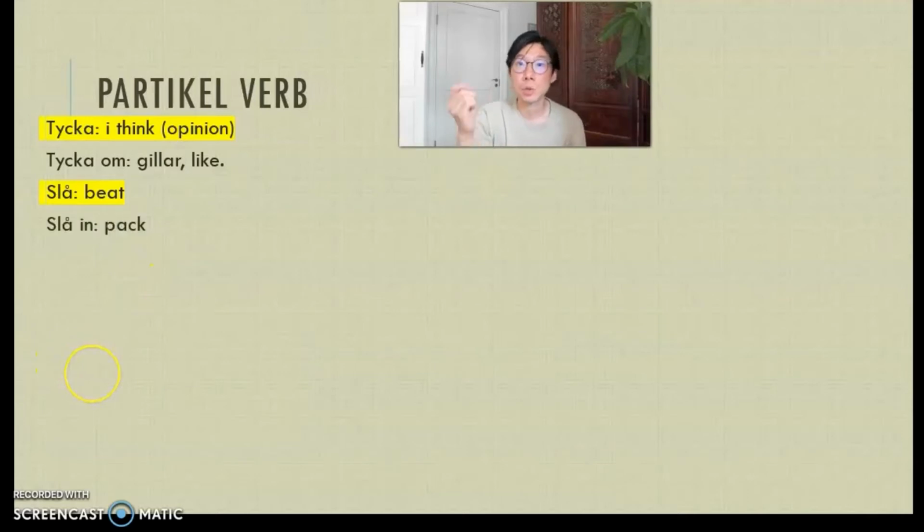Slå in betyder to pack something. For example, you can pack a present.